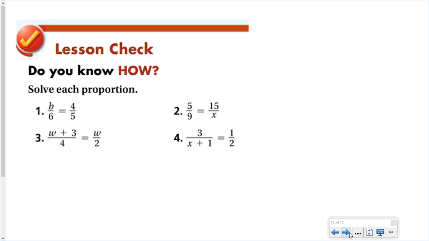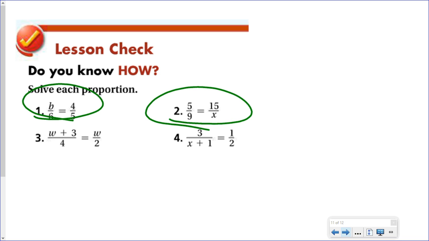And this is what your homework looks like for today, guys. These first ones here, they're going to go really fast for you. Just remember what to do. Cross them up diagonally, and that's not a problem. Looking at number 3, you would put this part in parentheses. And looking at number 4, you would put this part in parentheses. And then cross them up diagonally.